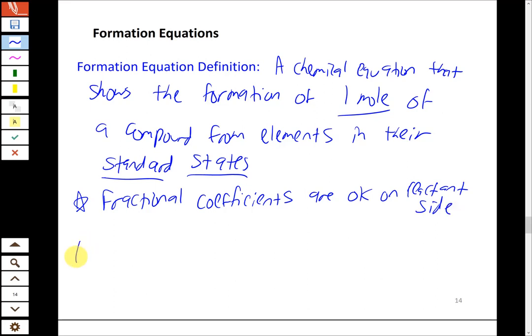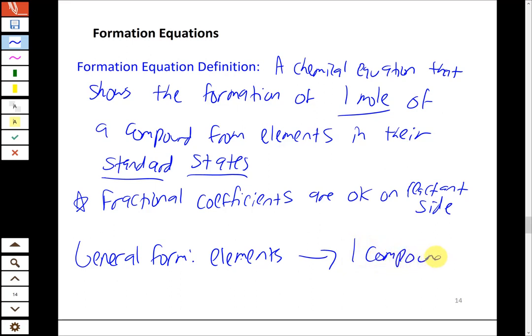So the general form is going to look like this. You're going to have elements on the left side, an arrow, and then on the right side, the product side, you're going to have 1 mole of a compound. The coefficient of 1 won't usually be shown, but it'll be implied. It's just going to be forming 1 mole of a compound. So that's what a formation equation looks like.